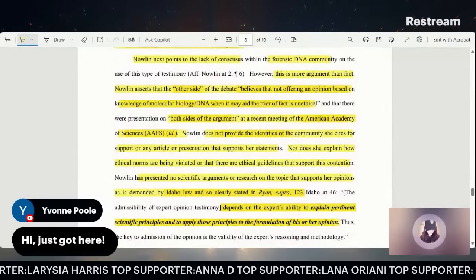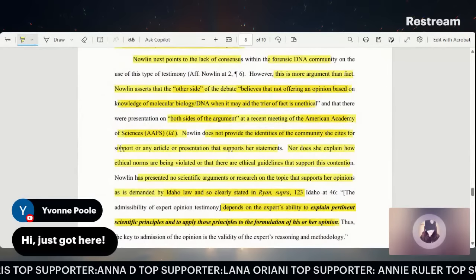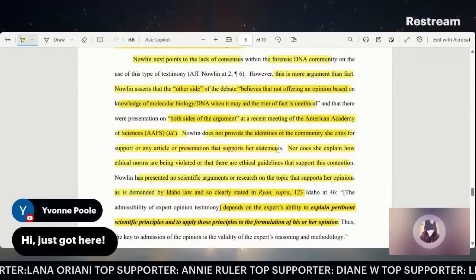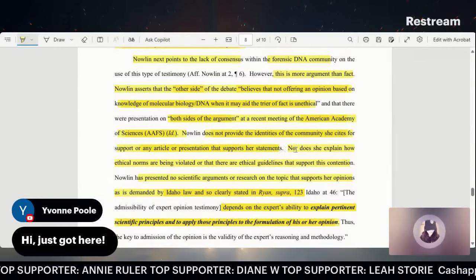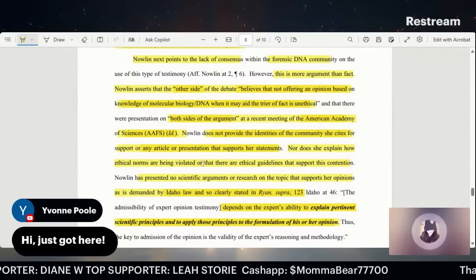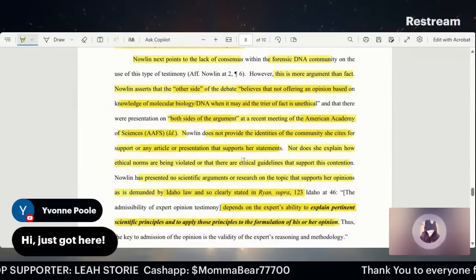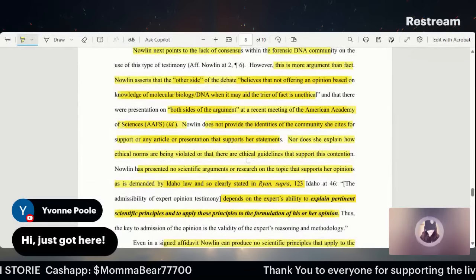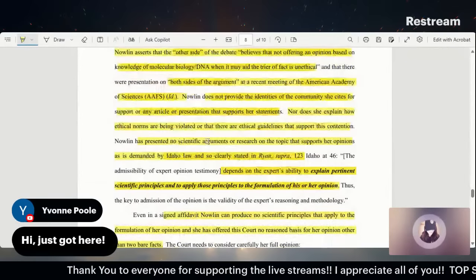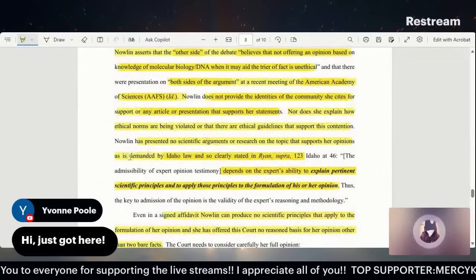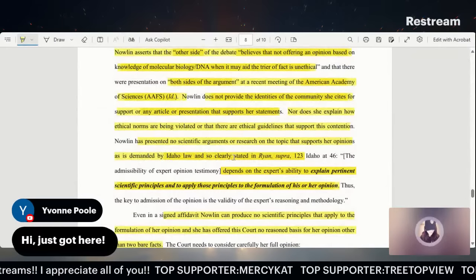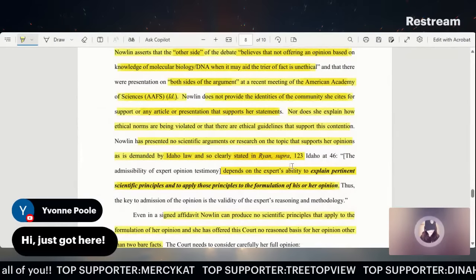Nowlin does not provide the identities of the communities she cites for support or any article or presentation that supports her statements. Nor does she explain how ethical norms are being violated or that there are ethical guidelines that support this contention. Nowlin has presented no specific arguments or research on the topic that supports her opinions as is demanded by Idaho law and so clearly stated in Ryan, supra.